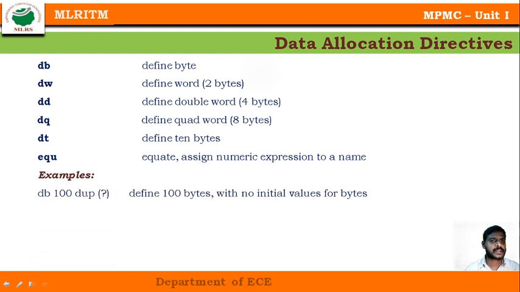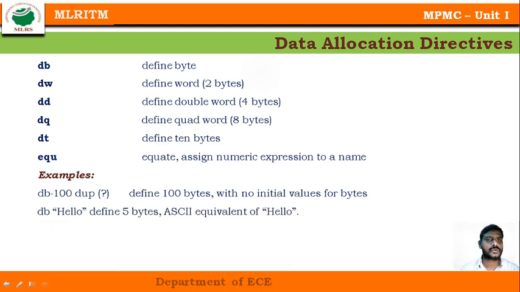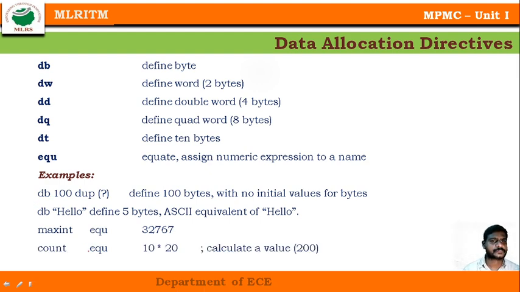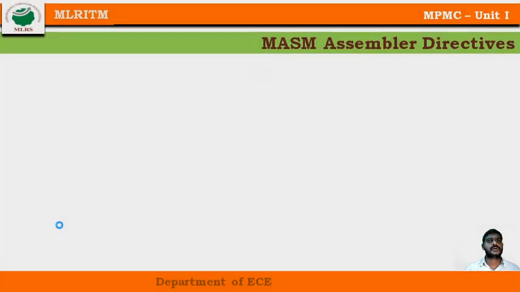Suppose DB 100 DUP, which means I want to define bytes with 100 duplicates, with no initialization. I want to create 100 memory locations to store 8 bits of data each. Then DB 'hello' defines 5 bytes. Why 5? DB is an 8-bit byte of information, so it will define 'hello' as 5 bytes. Then MAX_INT EQU 32767 equates MAX_INT to 32767, and COUNT EQU 10*20 calculates the value and assigns it to the COUNT variable. These are user-defined variables.